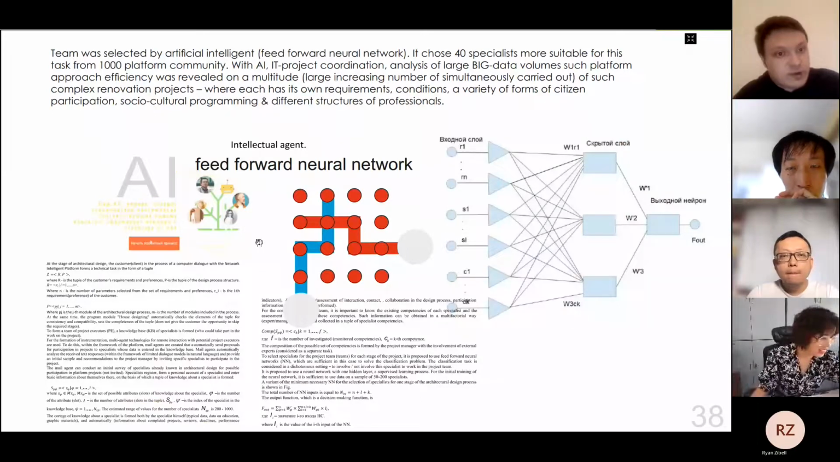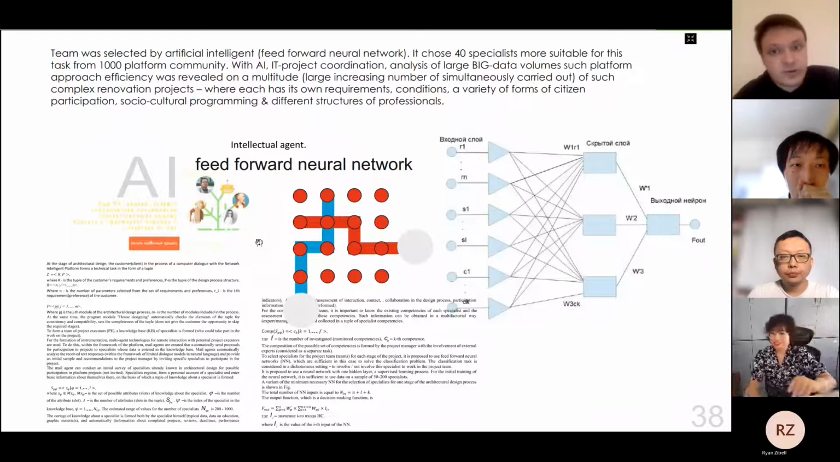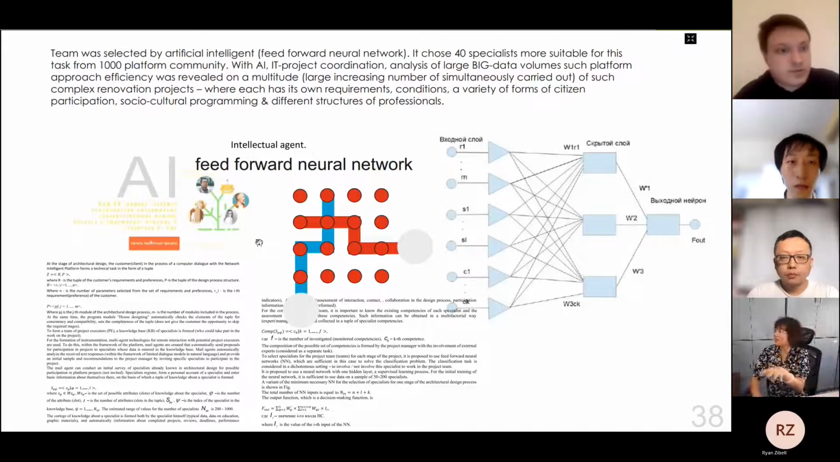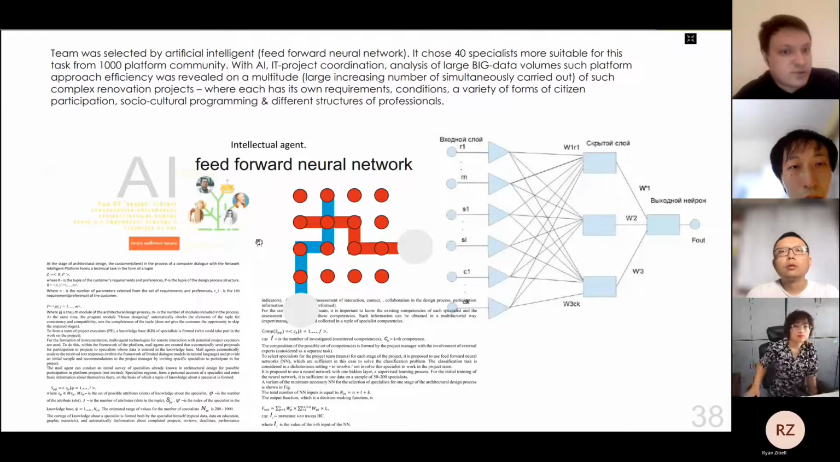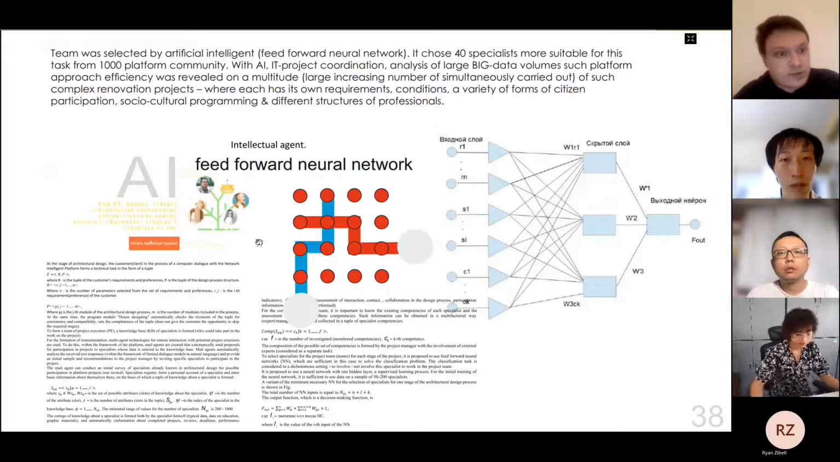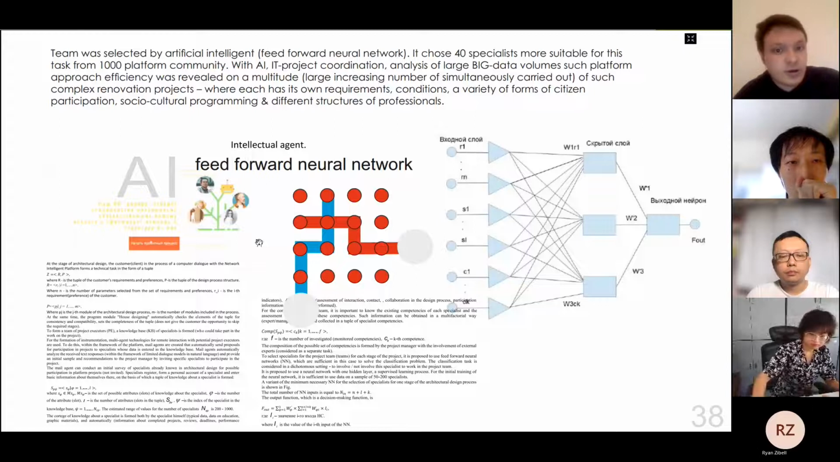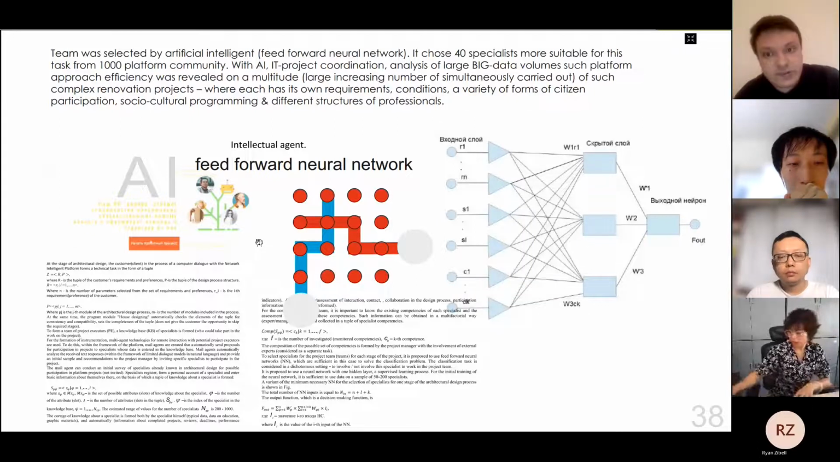So the team was selected by artificial intelligence; we used a feed-forward neural network. It chose the 40 specialists most suitable for this task from the 1,000-strong platform community. So with this AI, IT project coordination, and large volumes of big data, the efficiency of such a platform approach was revealed on a multitude of simultaneously carried out complex objects, where each has its own requirements, conditions, and a variety of forms of citizen participation.